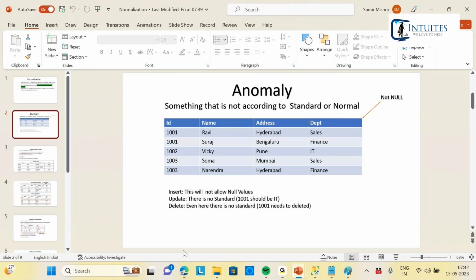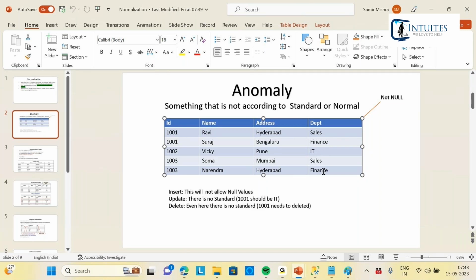So if you look at this data, the problem is there are some duplicate data available: 1001, 1002, 1003. All these are duplicates, and that's the problem. First of all, there is no constraint, no rule defined. I can enter a null record also, because there is no such rule you define.